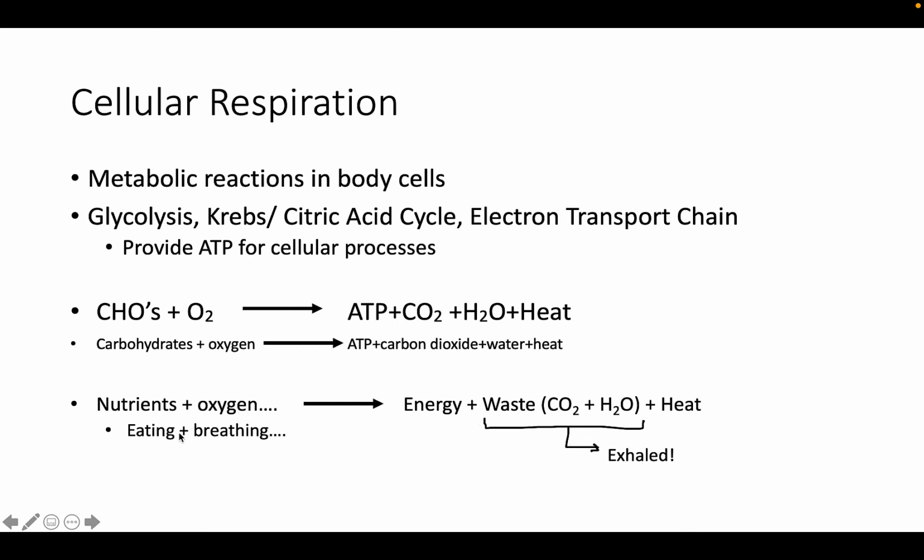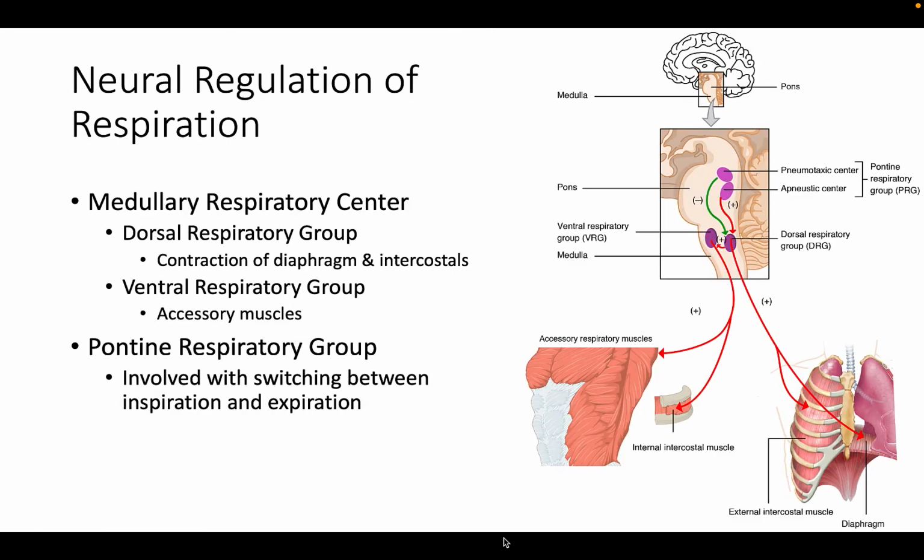And then if you want to simplify it even more, eating and breathing gives us energy and waste. So just trying to put things into perspective for you. So the neural regulation of respiration, this looks complex. Just break it down slowly. It is actually very manageable if you can break it up into categories.